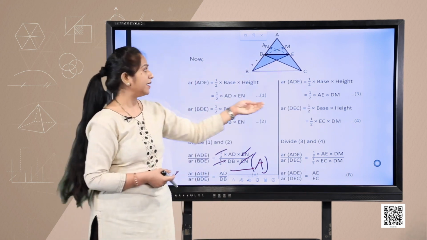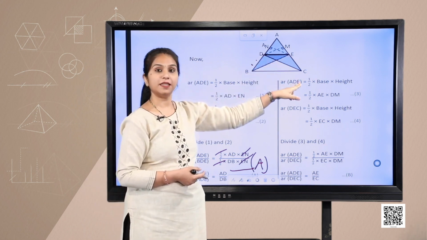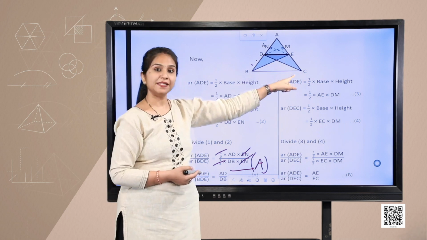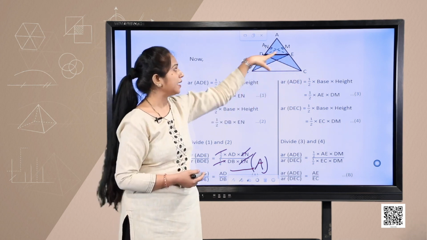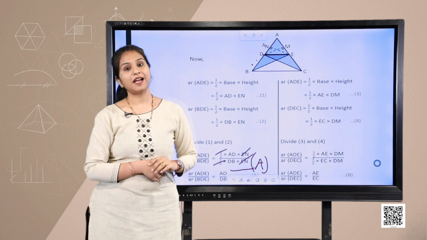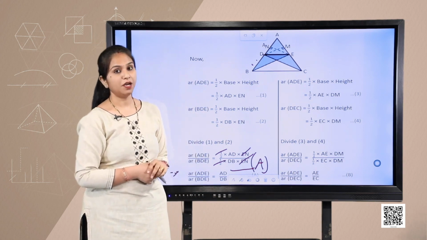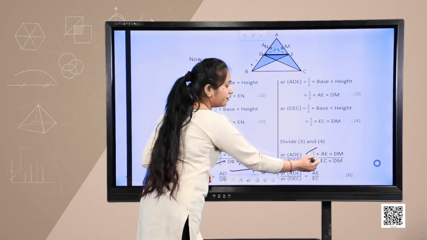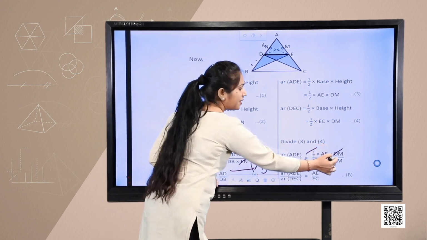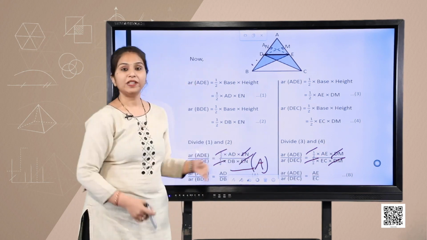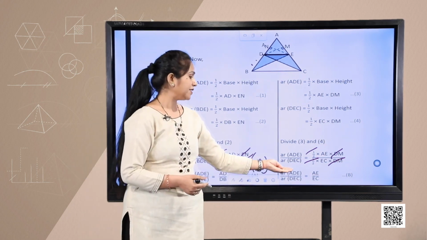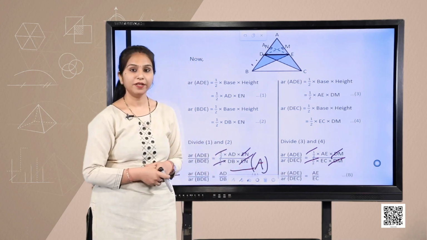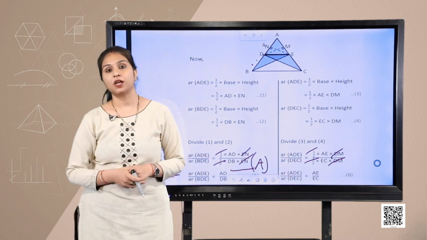And then calculate the area of DEC, which is equal to half into base into height. For this triangle, base is EC and height is again DM. So now divide equation 3 by equation number 4. Again cancel the common things, that is half and half get cancelled and this DM and DM also get cancelled. So we are left with area of ADE upon area of DEC is equal to AE upon EC. This is your equation number B.